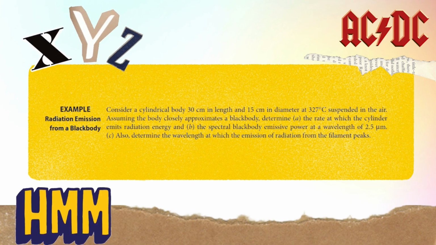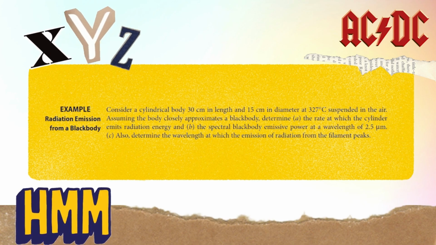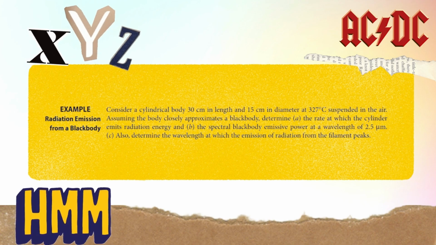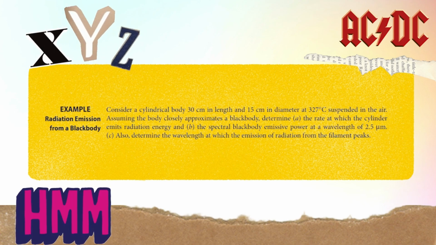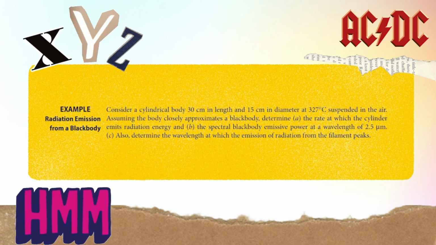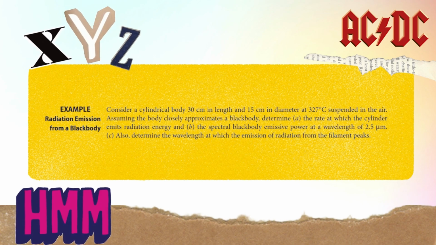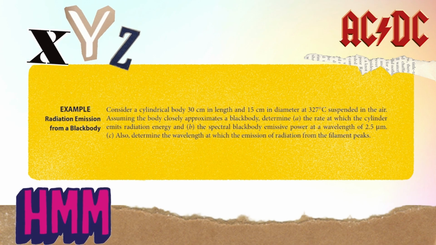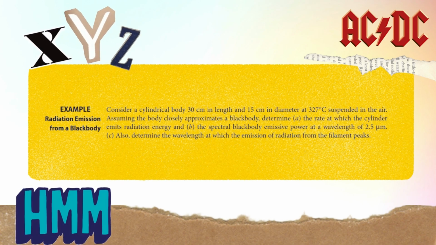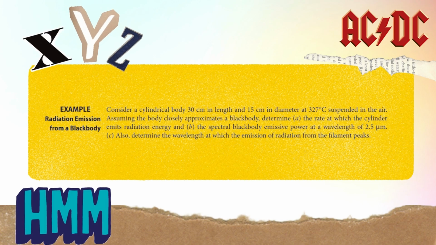Now, let's have an example problem regarding radiation emission from a black body. Consider a cylindrical body, 30 centimeters in length and 15 centimeters in diameter, at 327 degrees Celsius, suspended in the air. Assuming the body closely approximates a black body, determine A, the rate at which the cylinder emits radiation energy, B, the spectral blackbody emissive power at a wavelength of 2.5 micrometers, and C, the wavelength at which the emission of radiation from the filament peaks.